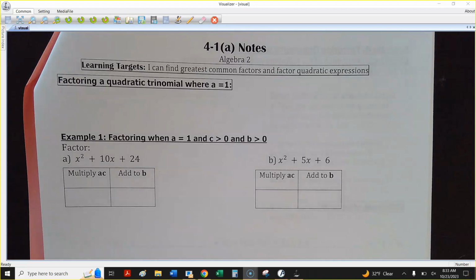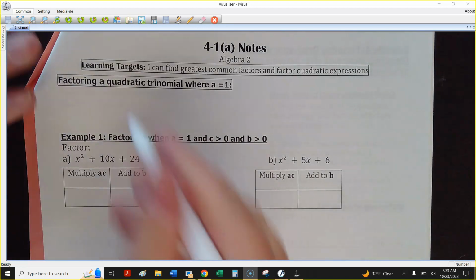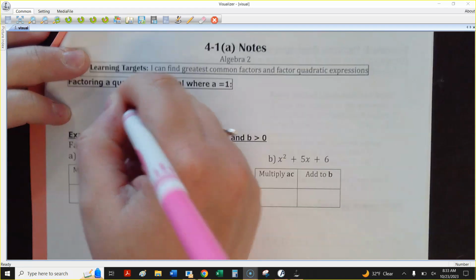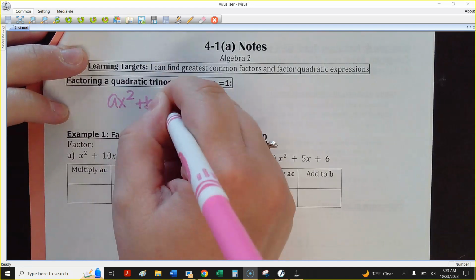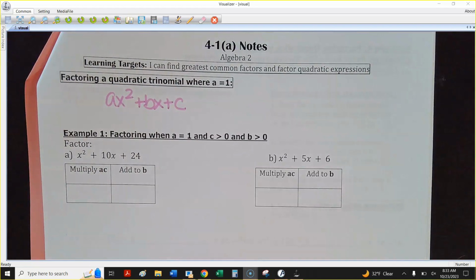of the form ax squared plus bx plus c. So that's your standard form of a quadratic. These are not equations. These are just going to be expressions. You won't see any equal signs at all with anything we're going to do for the next couple days here.